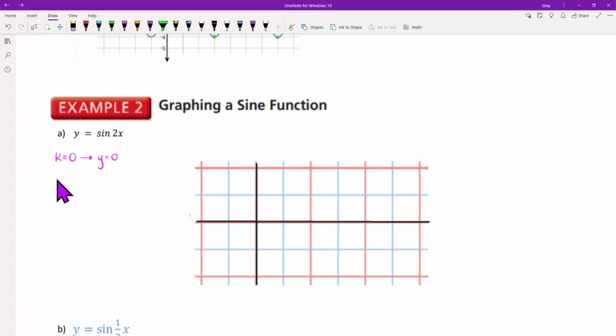My a value, what number is in front of the sine? Well, that's a 1 that we don't have to write. And my period is 2 pi over b. So that's 2 pi over 2, which of course simplifies to pi. The easiest way to do this, y'all, is to go out 4 tick marks. So this is my origin. 1, 2, 3, 4. I'm going to write that as pi. And then half of that is pi over 2.